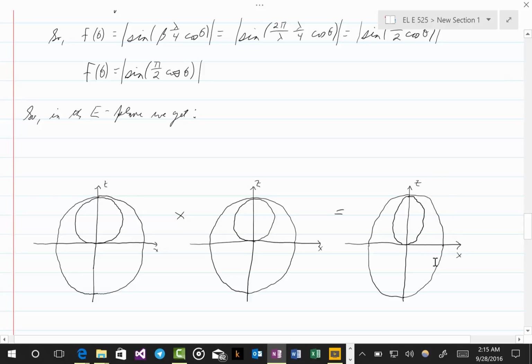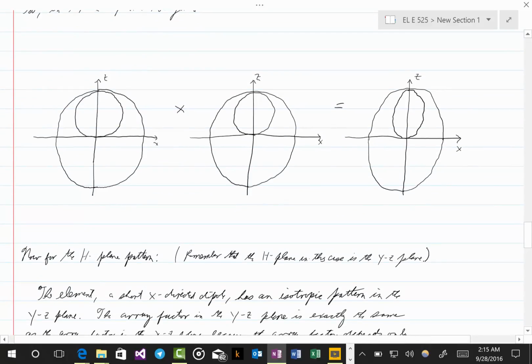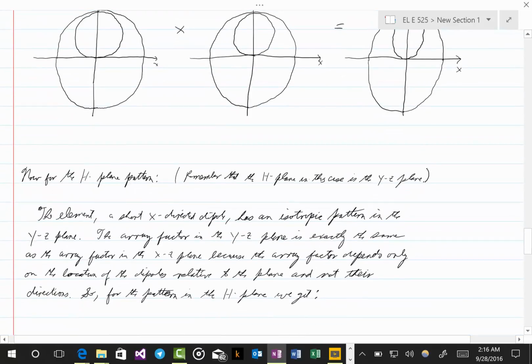And now the last thing we need to do is to find the complete pattern in the H-plane. And remember, the H-plane is the YZ plane this time. We need the complete pattern in the YZ plane for the horizontal dipole. And before I reveal how to do this, I would strongly encourage you to stop the video now and do this on your own, and then come back to the video and see if you were right. Okay, so now for the H-plane pattern.